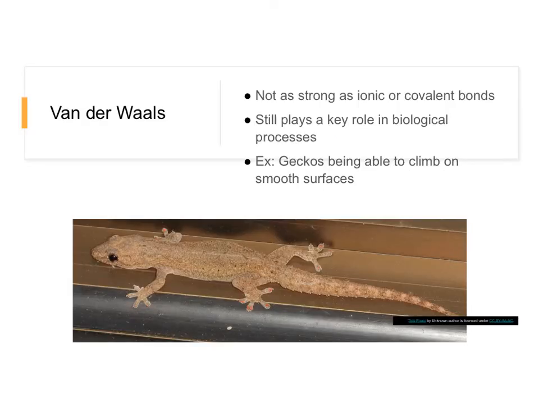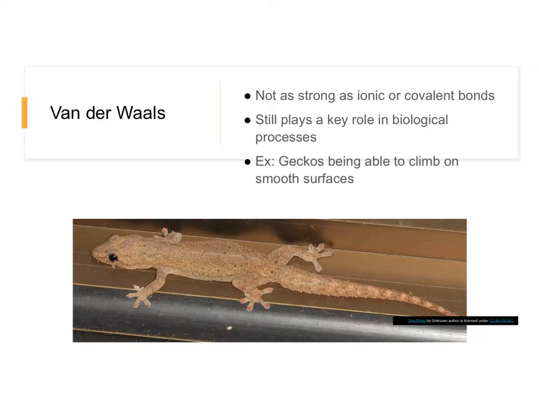Van der Waals forces are not nearly as strong as an ionic bond or a covalent bond, but they are still very, very important, and they play a key role in a lot of biological processes. So one we'll talk about on the next couple slides has a lot to do with water and how water molecules attract to each other.